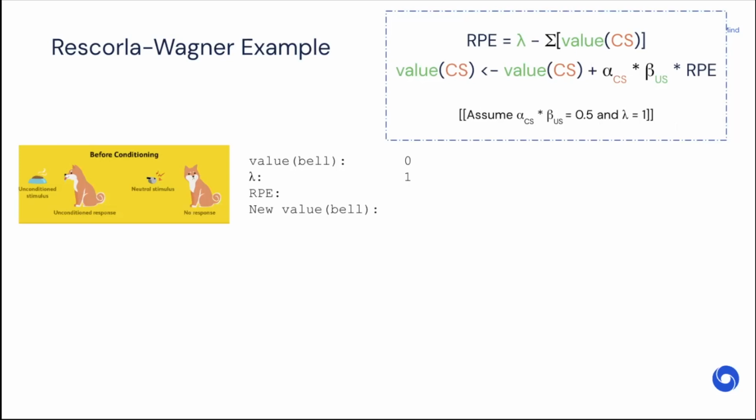What's the RPE? What's the reward prediction error? 1. Exactly. It's just the difference between those two, right? It's just lambda minus the sum of all the values. Okay, so what's the new value? Let's just assume that those two scaling parameters together are 0.5. 0.5, exactly. We take the old value, which is 0, plus 0.5 times 1 for the reward prediction error.